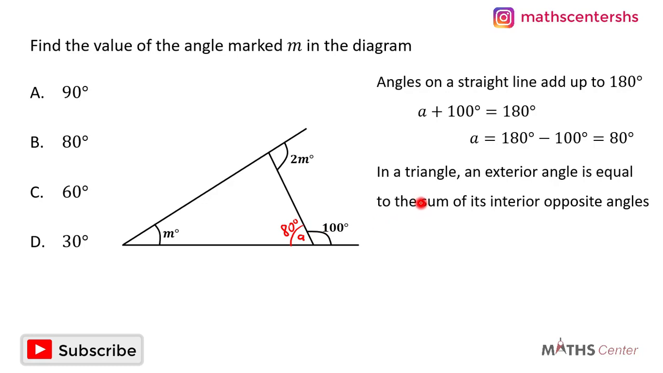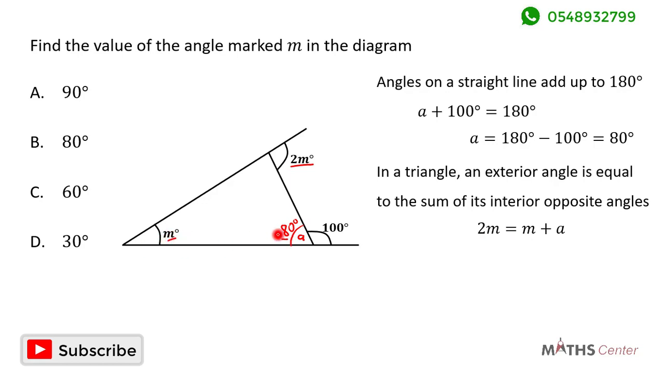So if we apply this property, it says that an exterior angle, so here 2M, is equal to the sum of its interior opposite angles. The interior opposite angles of 2M are M and A. So it means that 2M, which is the exterior angle, is equal to the sum of its interior opposite angles.